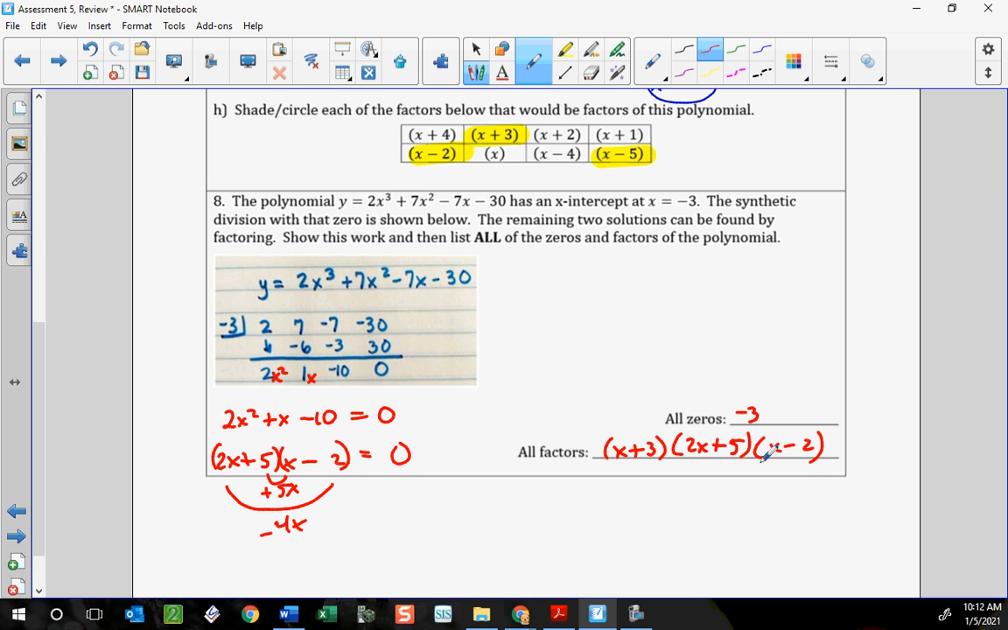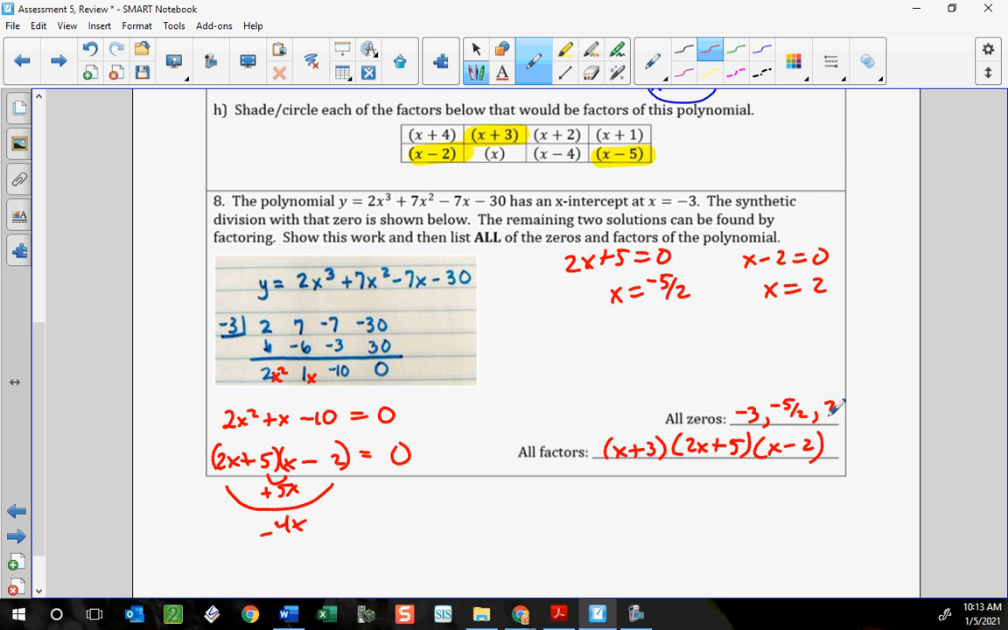Then the last 2 zeros: I could take 2x plus 5 and set it equal to 0. Take away 5, divide by 2, I get x equals -5/2. And the other one, x minus 2 equals 0. Add 2, I get x equals 2. So there are the last 2 zeros.